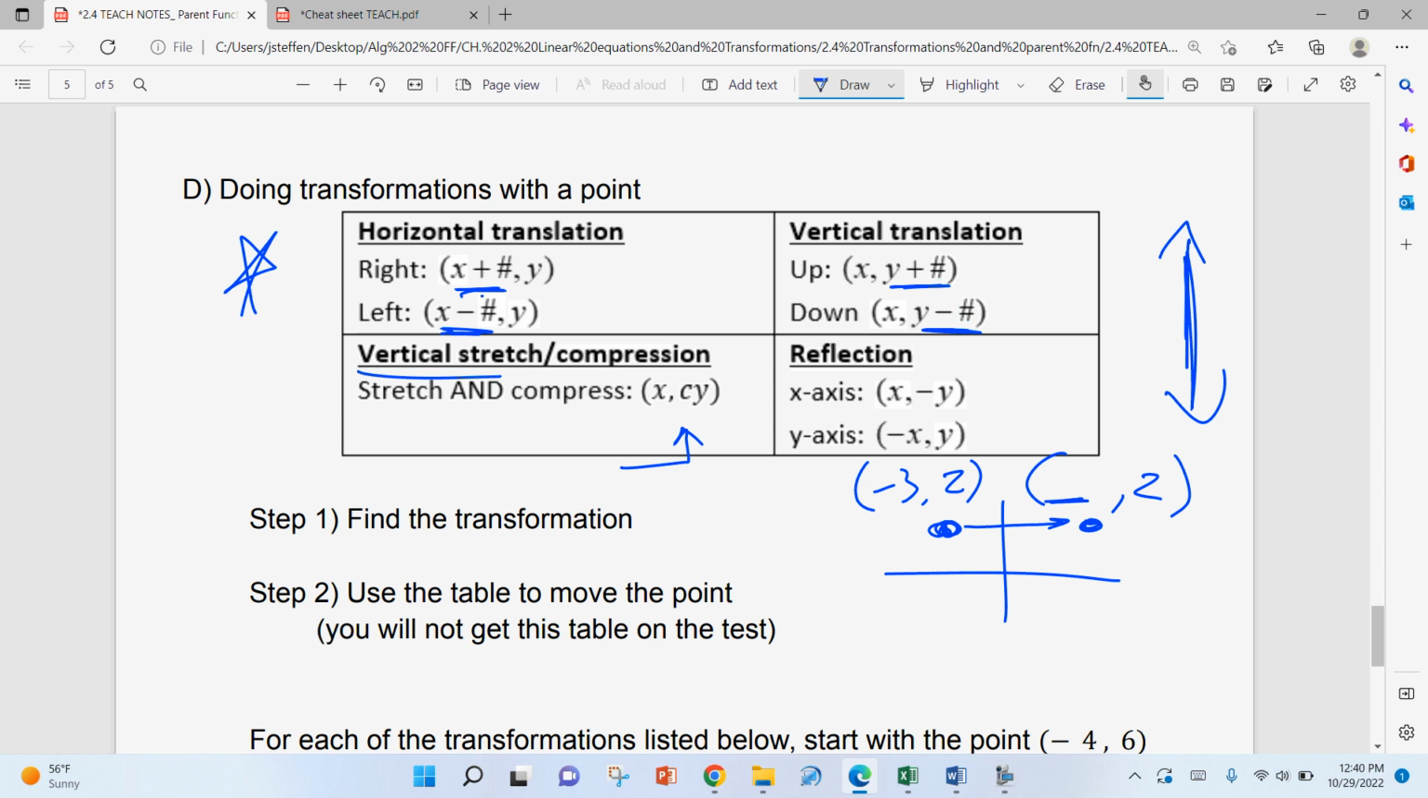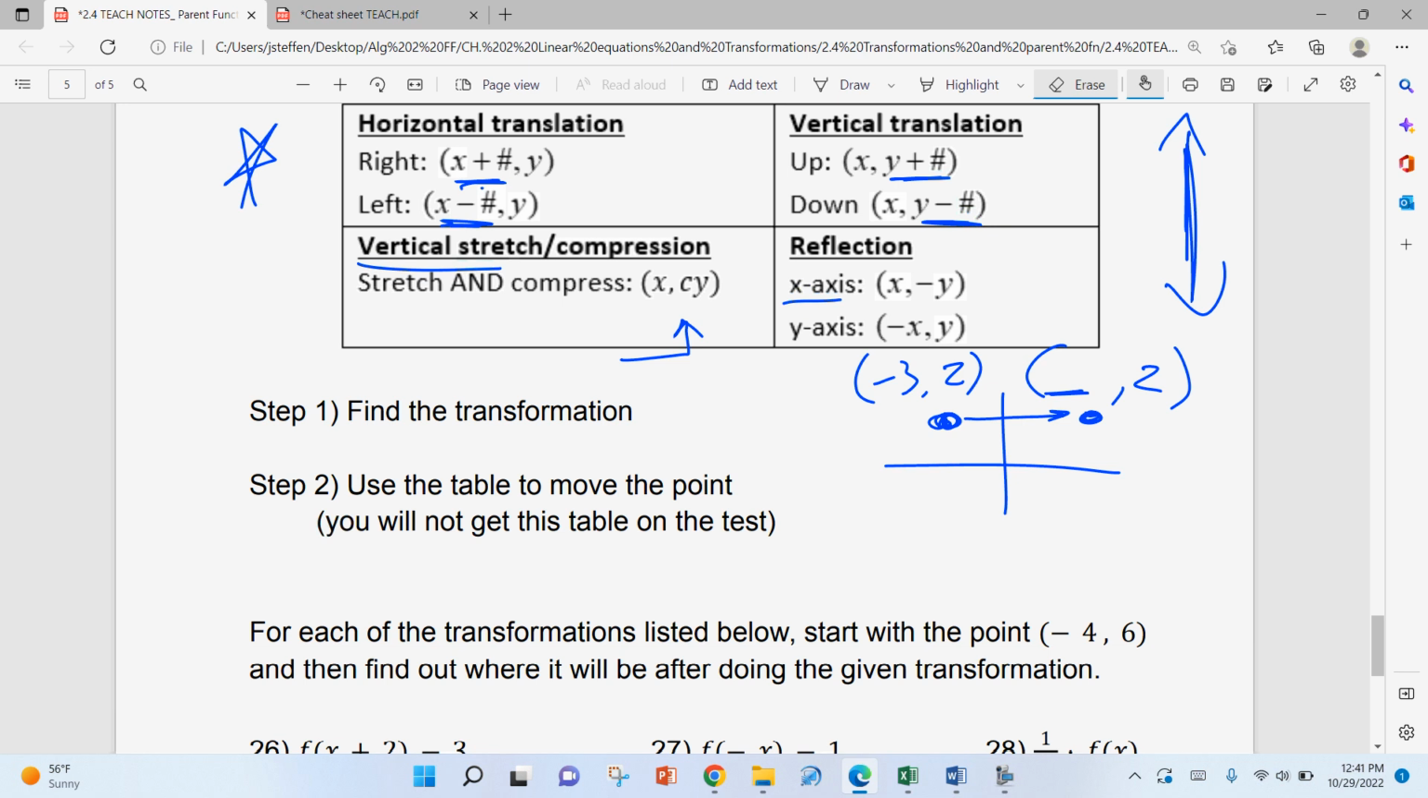And then reflection, over the x-axis, you make the y negative. Over the y-axis, you make the x negative. And it almost seems like it's opposite. When it's the x-axis, you make the y negative. When it's the y-axis that you're reflecting over, you make the x value negative.